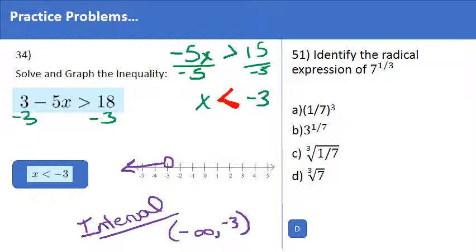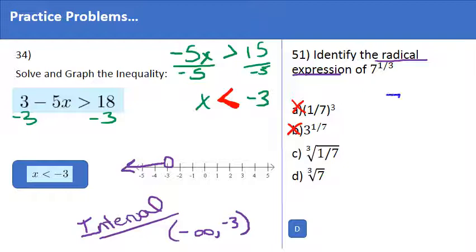All right, so let's look over here at this next problem. Identify the radical expression of 7 raised to the 1/3. Radical expression means you're going to have a radical, a root. So just knowing that alone, it can't be A, can't be B, because that still has those fractions in the exponent. Don't want that.